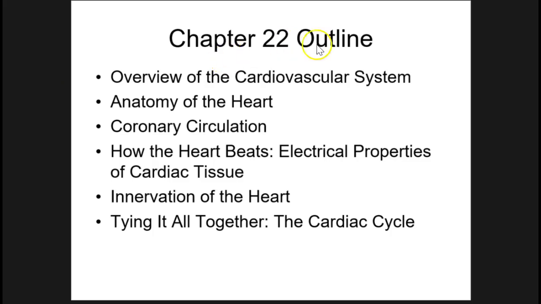So we're going to do the overview of the cardiovascular system. Let me get my laser pointer up. The anatomy of the heart, coronary circulation, how the heart muscle itself gets oxygen. And then we're going to go through the electrical properties of cardiac tissue and innervation. And I know that I said we're only doing half of it. That cardiac cycle is well over half of it. Cardiac cycle is quite a bit of information. That's what we're doing next week.